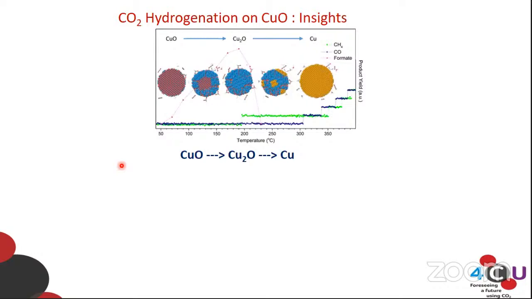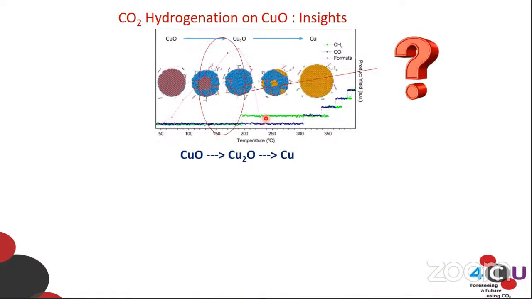One of the challenges, this is the experimental result from one of my colleagues. They did the DRIFT analysis. They started with CuO, which is copper two oxide, and they bombarded hydrogen gas over the chamber. After some time, they found that Cu2O was forming. And after some time, it was reducing into pure copper. And this was the salmon pink color source where they found the formate.